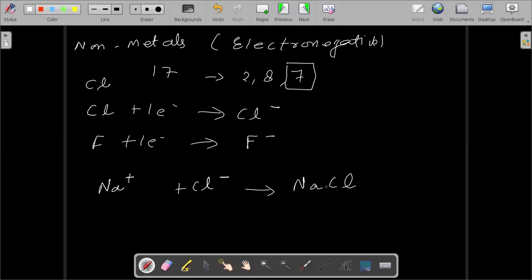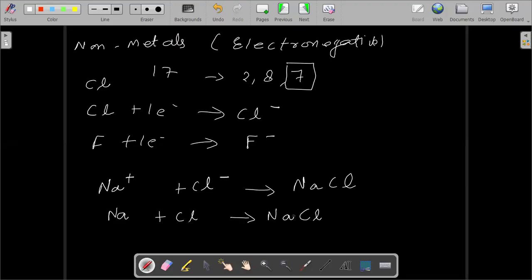So it can be Na plus Cl minus. So this is an ionic bond. Okay. So generally we write it like this. Sodium metal reacts with chlorine non-metal to form sodium chloride.